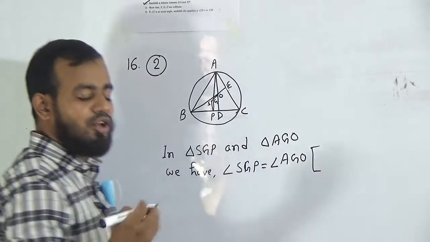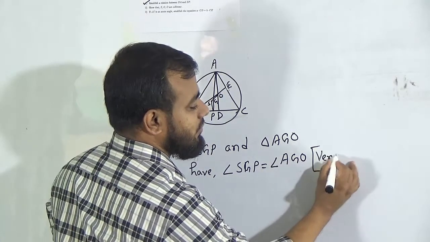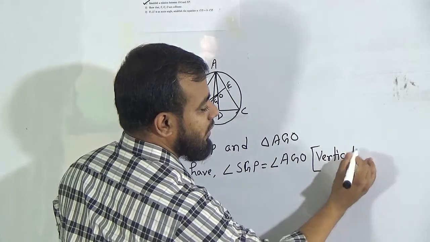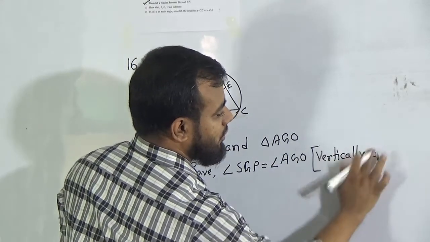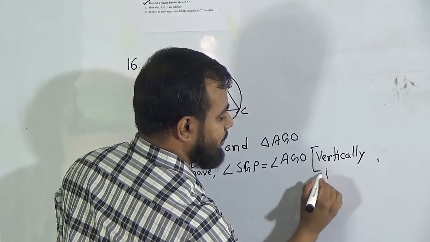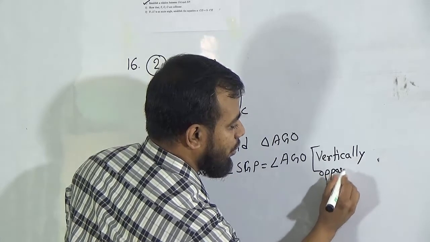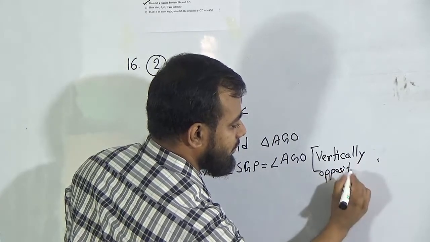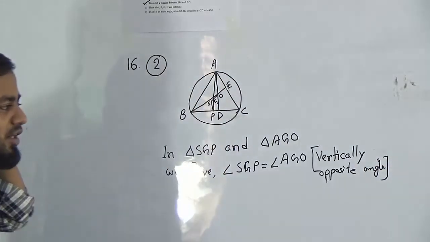You know that vertically opposite angles are equal to each other. You can write down the note, vertically opposite angles, and we know that vertically opposite angles are equal to each other.